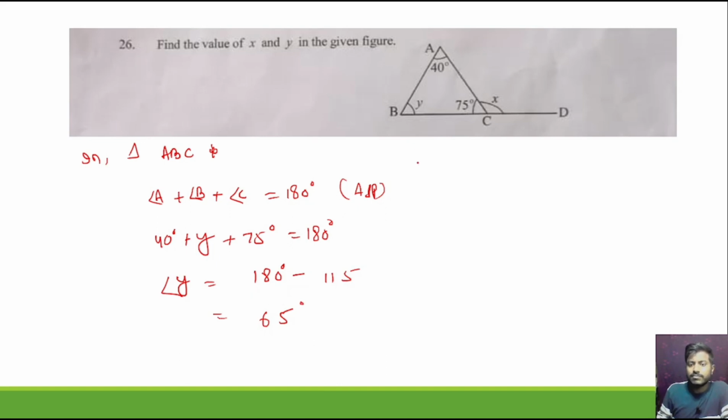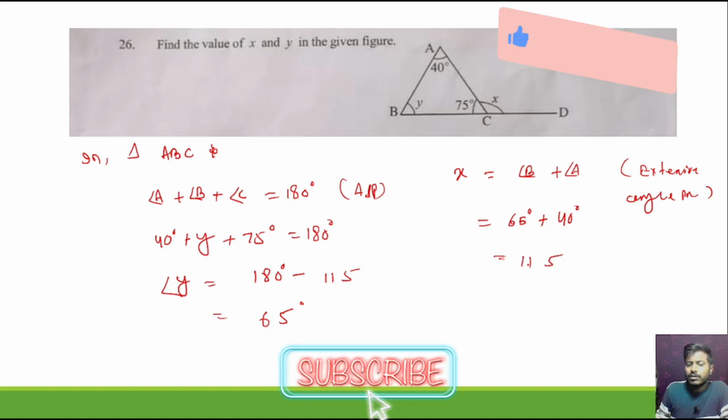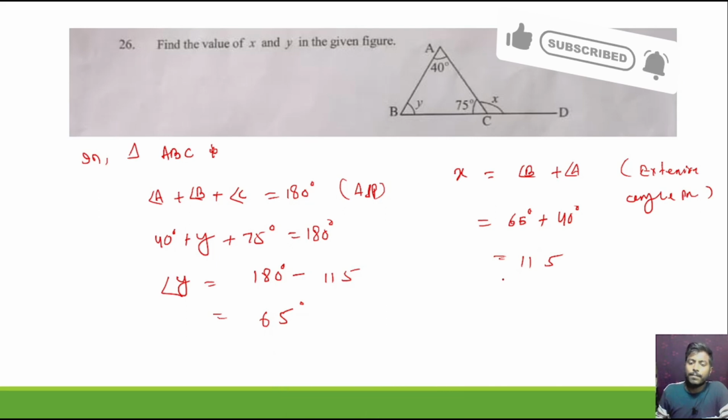So find x, which is equal to angle B plus angle A because of the exterior angle property of a triangle. Now x equals B, which is 65 degrees, plus A, which is 40 degrees. Now 65 plus 40 is 105... 115 degrees.